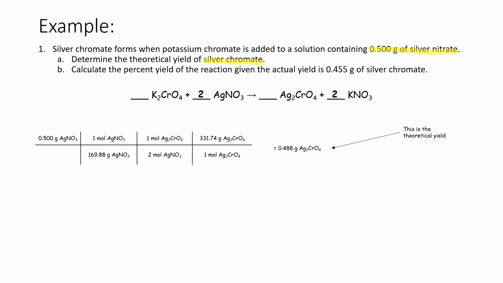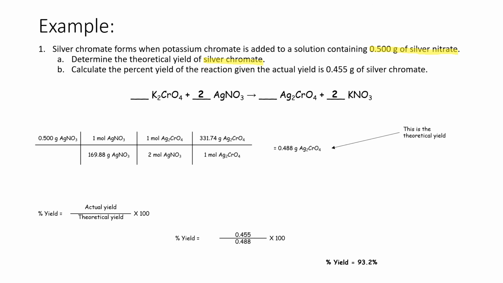Now, part B, it says calculate the percent yield of the reaction given the actual yield is 0.455 grams. So, remember our equation, actual yield divided by theoretical. And all we have to do is plug in our numbers. The 0.455 grams of silver chromate comes from the number in part B. Okay, so just look above and you can see where I got that from. And then we're going to go ahead and divide out by the 0.488, because again, that's our theoretical. Solve it out, and you should get a percent yield of 93.2%.